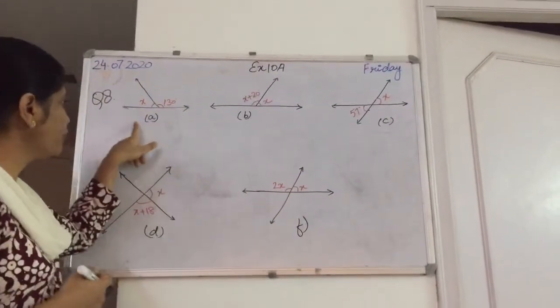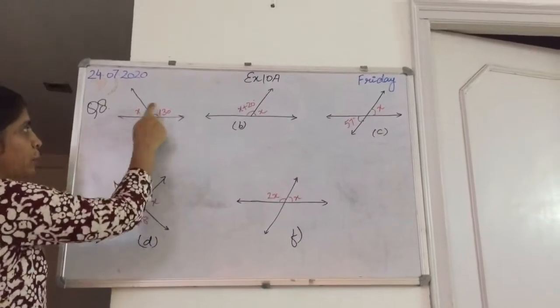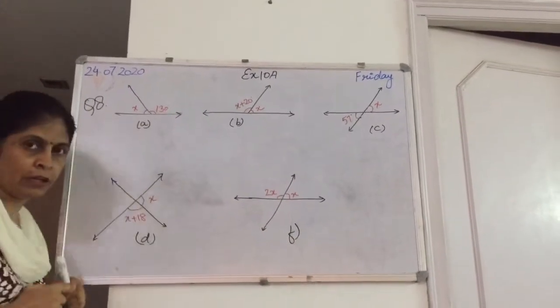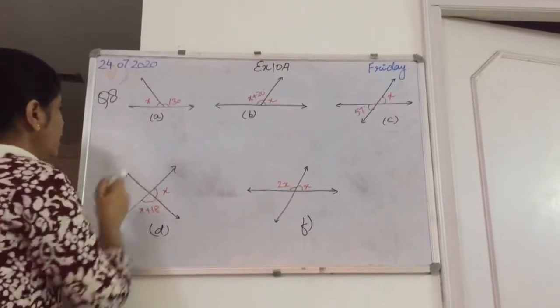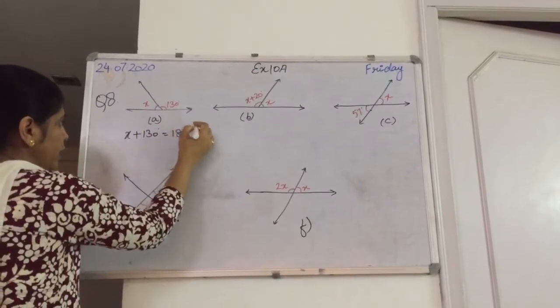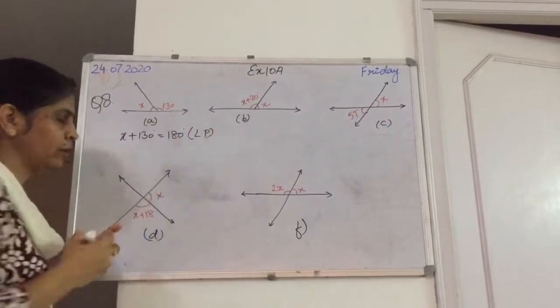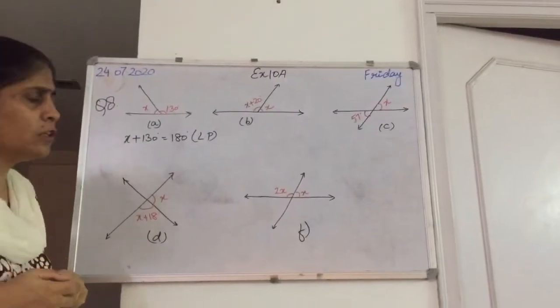Okay, let's do the first part. X and 130 are given. When you add them together, you form a straight line. What is the reason behind it? Linear pair. So how to write? X plus 130 equal to 180, and in the bracket you write linear pair. And then you solve by yourself. I will not solve it.